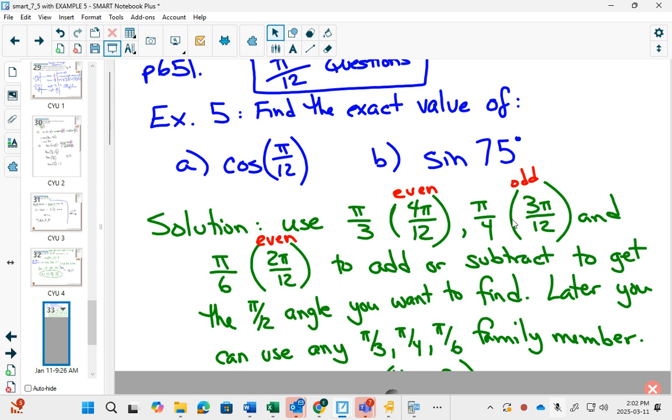And we don't have to just use the ones in quadrant 1. We'll be able to use any family member that we'd like.